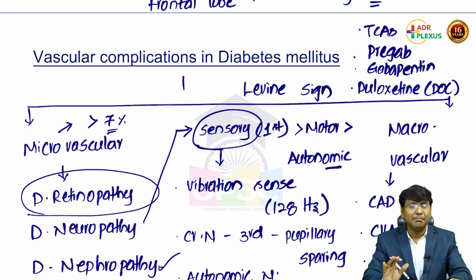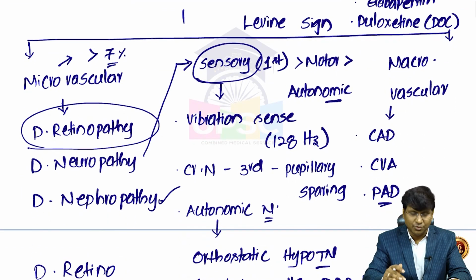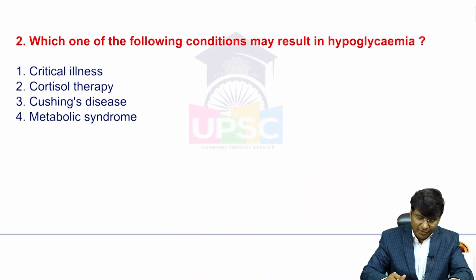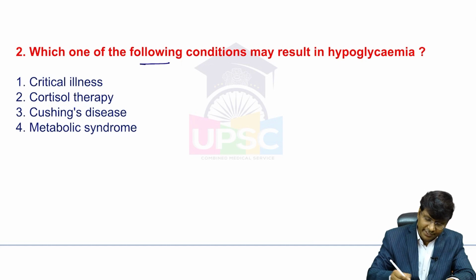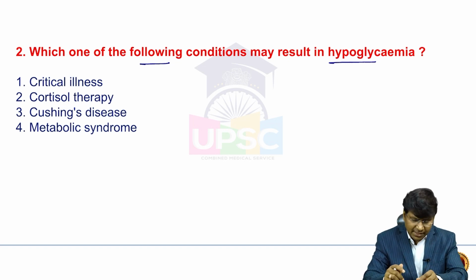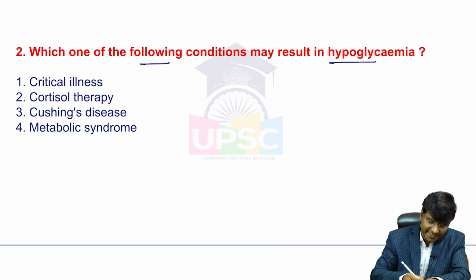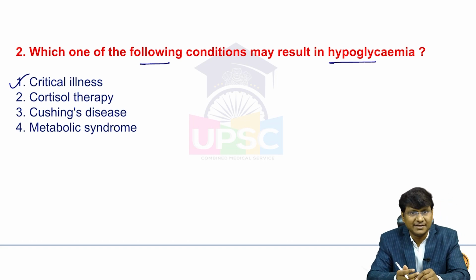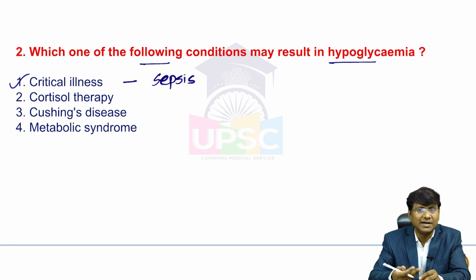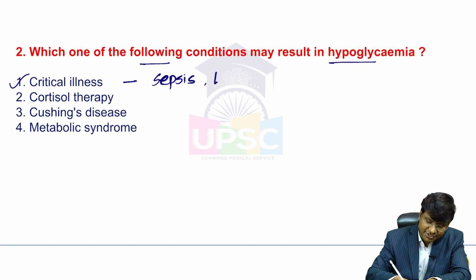So these are the microvascular complications, retinopathy, neuropathy, and nephropathy in diabetes mellitus. Then coming to the next question: which one of the following conditions may result in hypoglycemia? The critical illness, cortisol therapy, Cushing's disease, metabolic syndrome. Now, hypoglycemia is observed in case of critical illness. Examples of critical illness include sepsis, or a patient having liver failure, or renal failure.